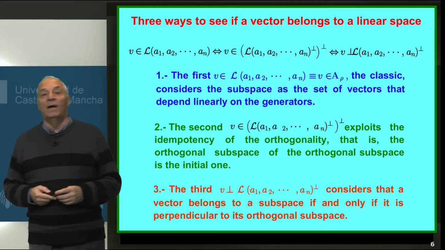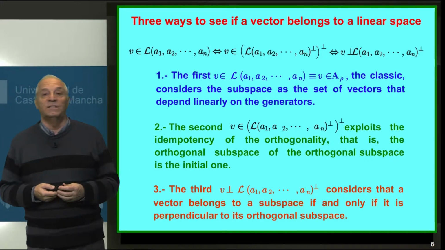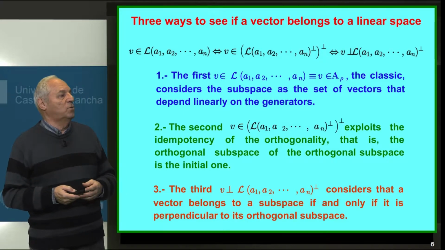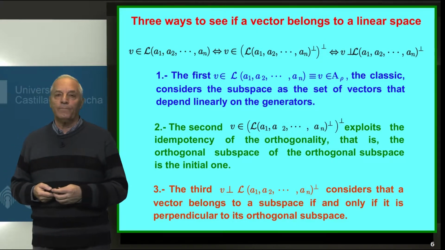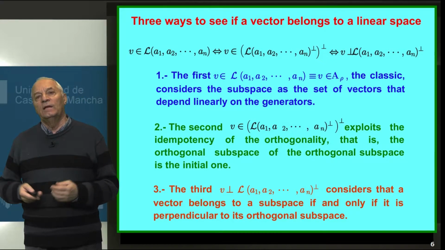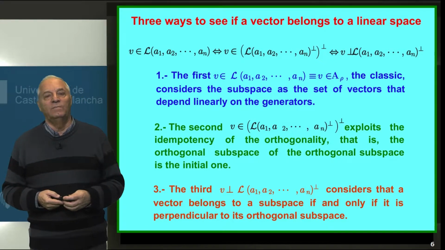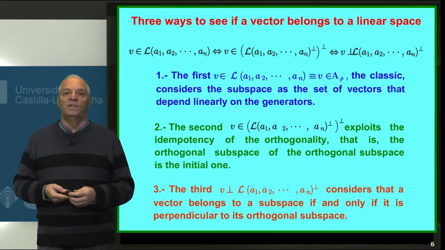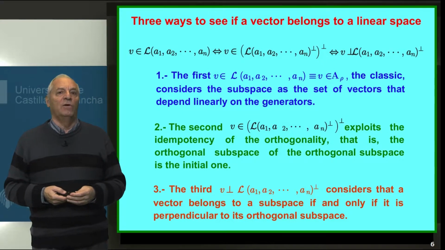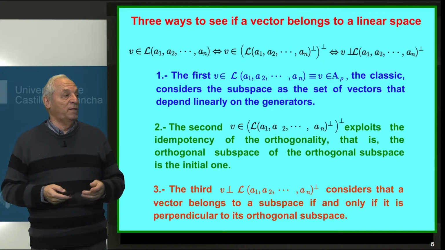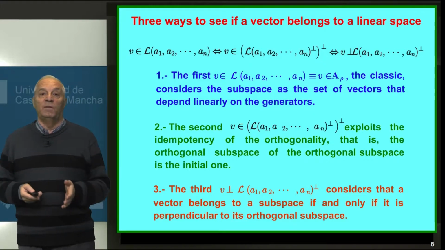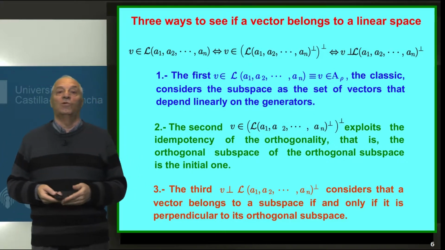Well, to study the problem of knowing if a vector v belongs to the linear space generated by the columns A1, A2, An, of A, what we are going to do is to express this relationship in three different ways, to see it from the point of view of orthogonality. For this, the subspace L of A1, A2, An, instead of simply expressing it so, we see it as the orthogonal of the orthogonal.